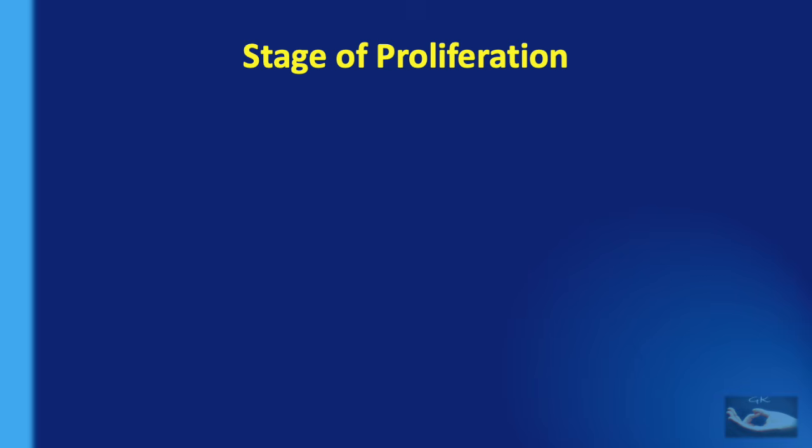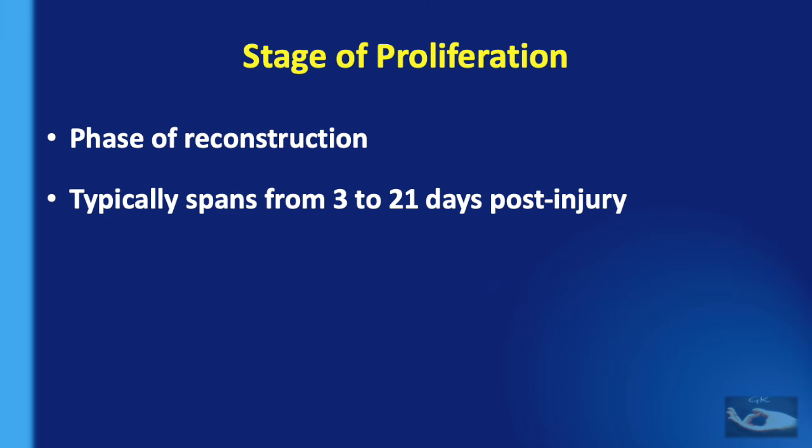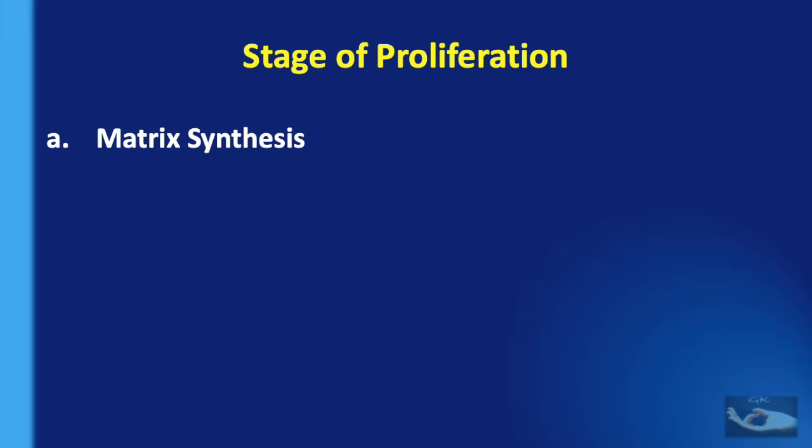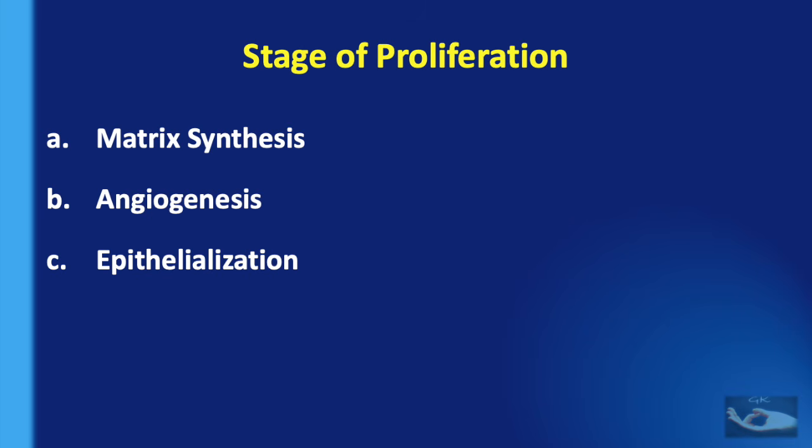The stage of proliferation is otherwise known as the phase of reconstruction. It typically starts from 3 days and extends up to 3 weeks post-injury. The aim of this phase is to fill the wound defect and restore the skin's protective barrier. The primary players in this stage are the fibroblasts. This stage consists of 4 steps: matrix synthesis, angiogenesis, epithelialization, and wound contraction.